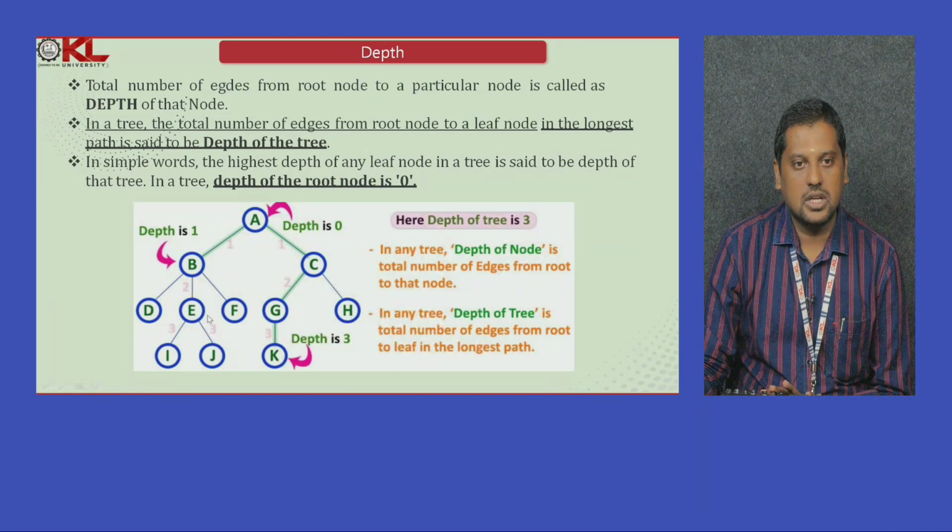If I need to calculate the depth of node value E from the root node, I need to calculate the total number of edges in the longest path. So if it is E, it is from A to B and B to E. So the total number of edges is 2 here. So depth is 2.